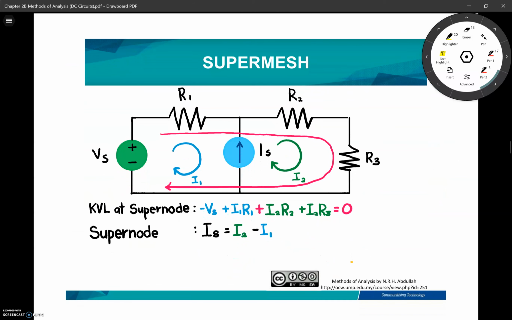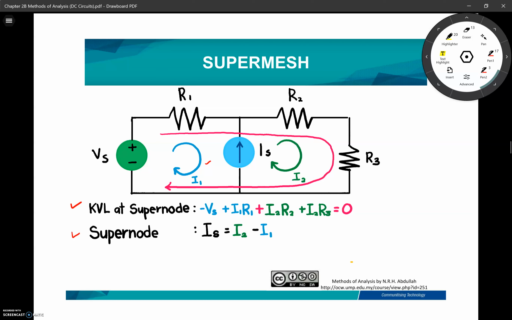For example, if the circuit is a supermesh, you can see that there is a current source in between the loops, with the left one in blue color and the right one in green color. If the circuit consists of a supermesh, you have to do the KVL at the supermesh, and then you have to do the supernode equation. So there will be two equations related to the supermesh.